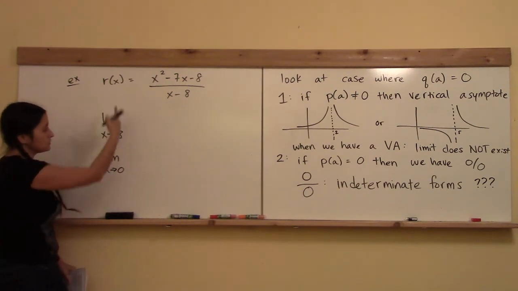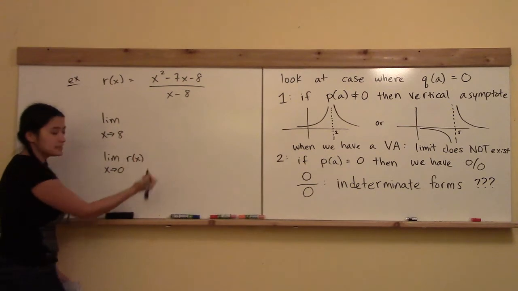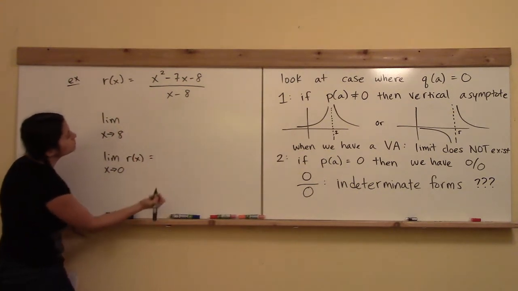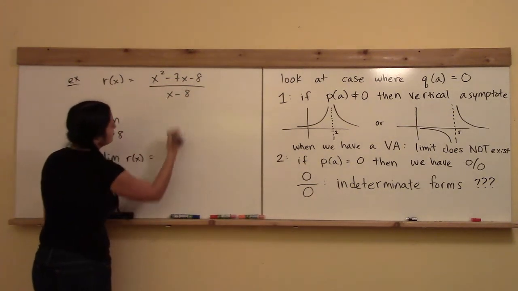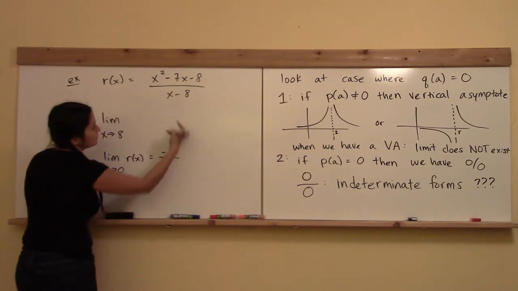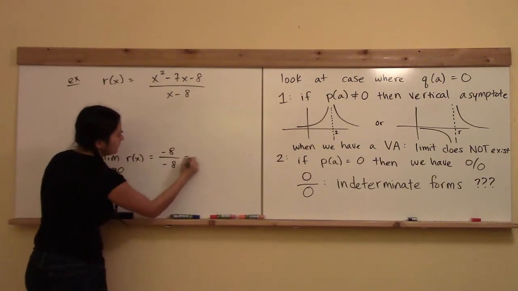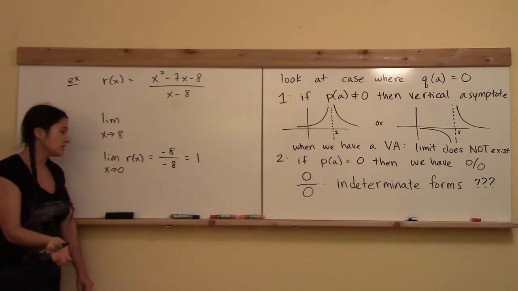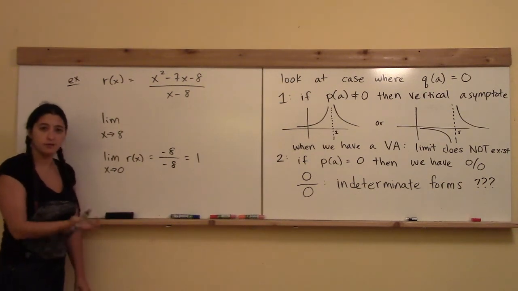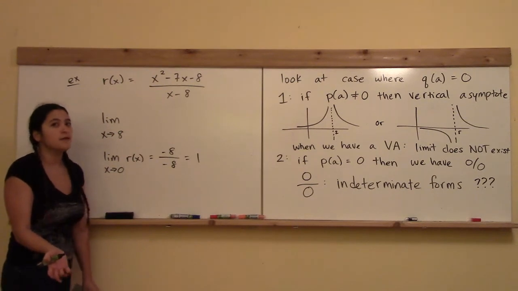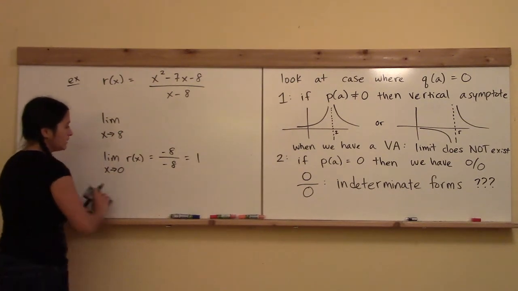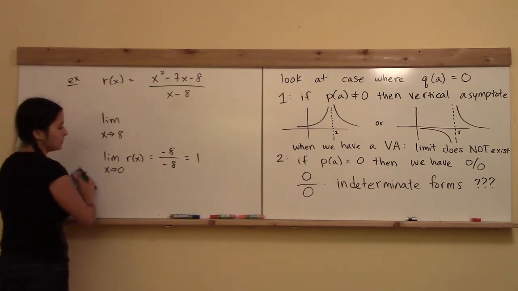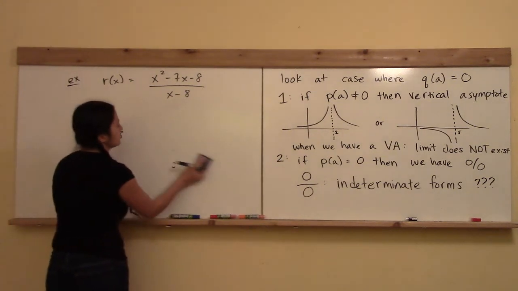If I ask you what's the limit of r of x here as x is approaching 0, if you plug in 0, you get 0, 0, minus 8. You get minus 8 there. That simplifies to 1. So the limit of r of x as x approaches 0 is just 1. If you plug and chug and you get a normal number, that's the answer. Okay, and that's for functions that are not piecewise defined. We'll go into piecewise defined functions later.